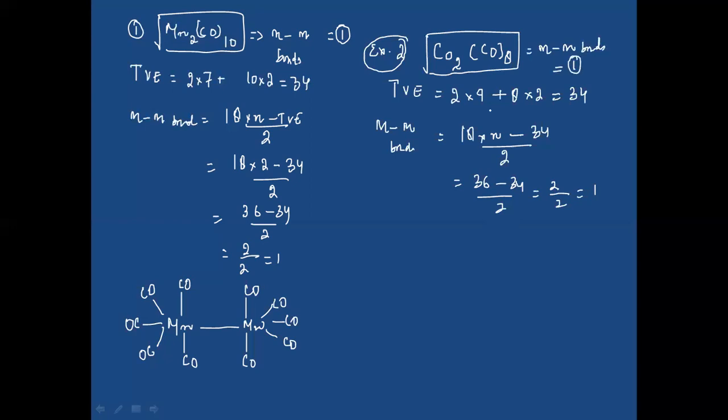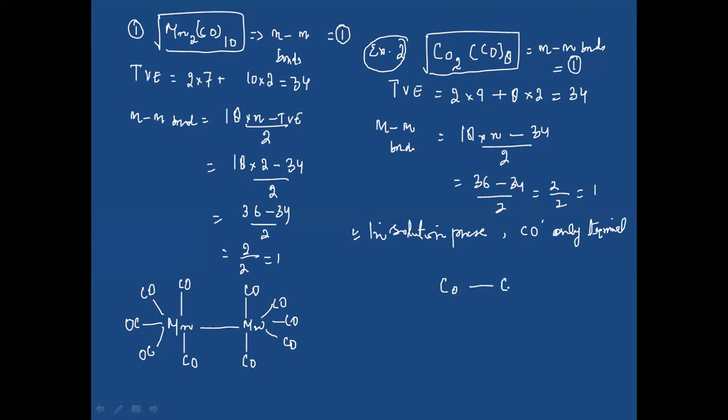But this compound has 2 different structures. This is very important. Cobalt carbonyl contains 2 different structures. In solution phase, the COs are only terminal. What do we mean by this? It means that in solution phase, the structure will be this.